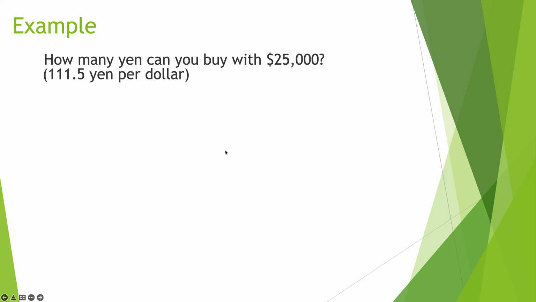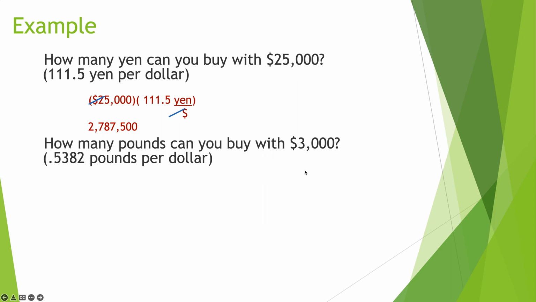How many yen can you buy with $25,000? There's 111.5 yen per dollar. Well, I have $25,000 times 111.5 yen per dollar. The dollars cancel out, and I'm left with 2,787,500 yen.